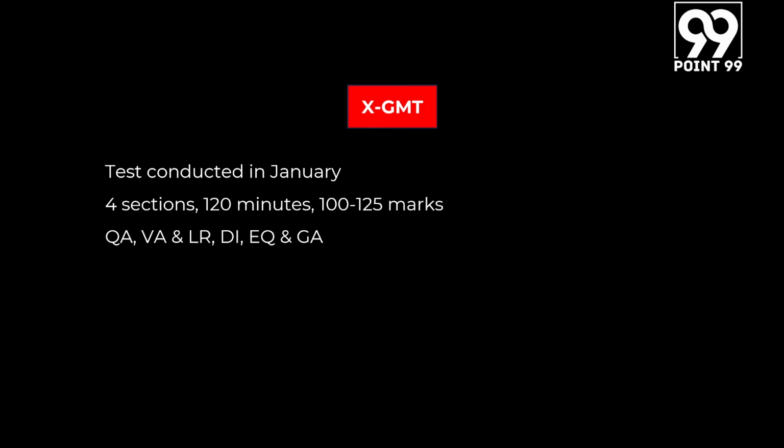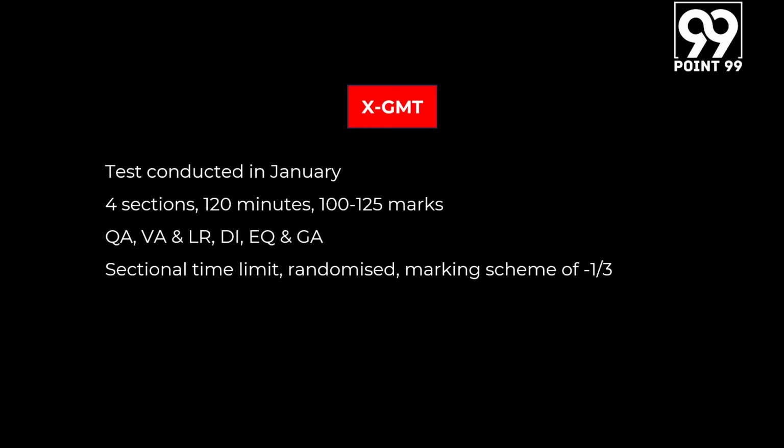Now the 4 sections that we are talking about include quantitative ability, verbal ability and logical reasoning rather, data interpretation, and you have emotional quotient and general awareness. So that is basically one section which is unique to the X-GMT. There is sectional time limit. It is randomized and the marking scheme is of +3 marks for every correct answer, -1 for every incorrect answer.